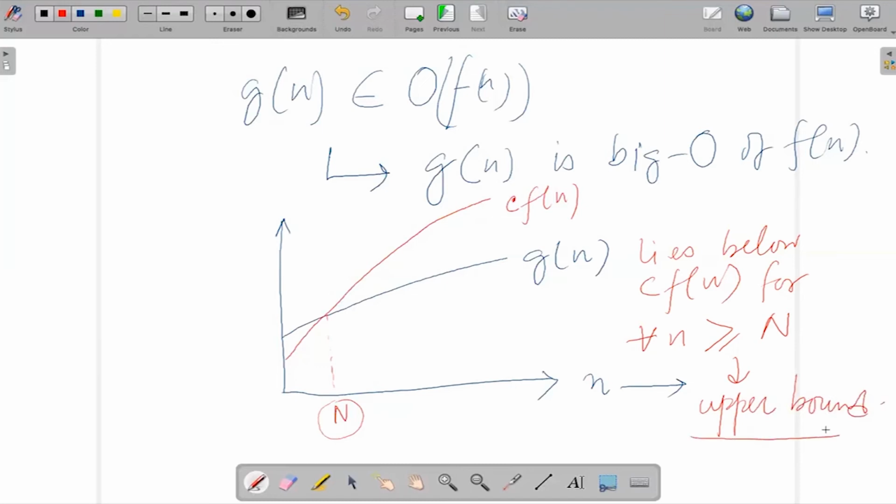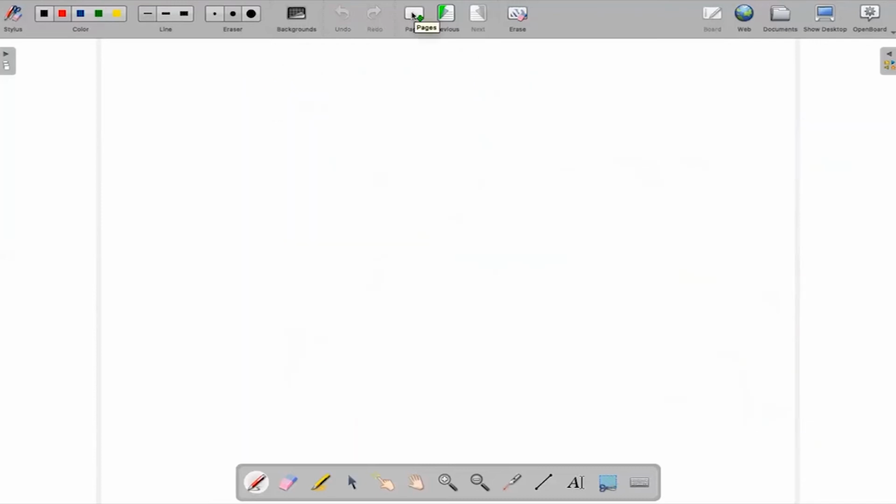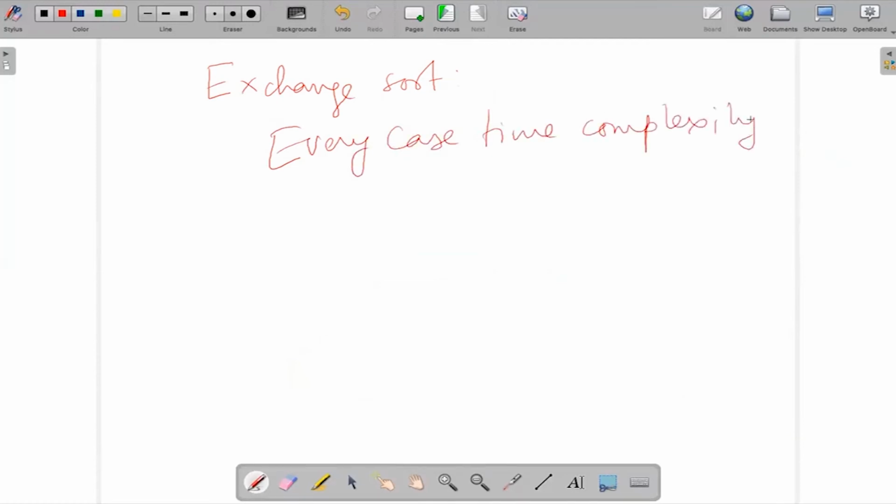So Gn is upper bounded by C of Fn, okay. So let us take some example and try to get the concept further clear. So recall the exchange sort. The every case time complexity for exchange sort was Tn equals n into n minus 1 by 2.